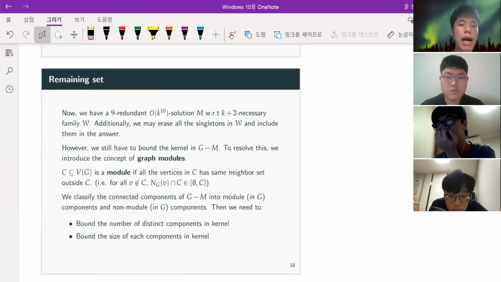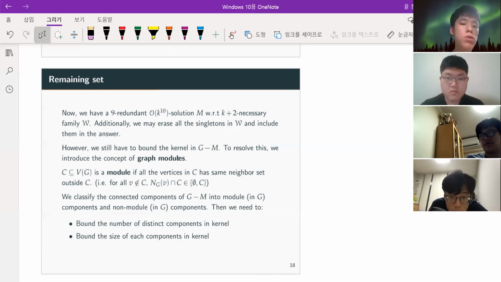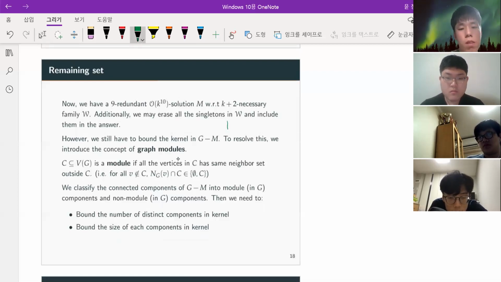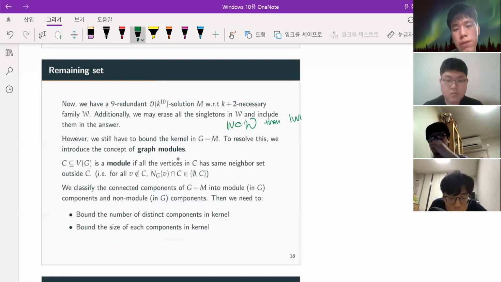So placing 9 redundancy and k plus 2 necessity in place of R and L, we obtain a 9 redundant order of k10th solution M with respect to k plus 2 necessary family W. Additionally, we may erase all the singletons included in W and include them in the answer. Since W is k plus 2 necessary, all the k plus 2 solution hits W, which means have non-empty intersection with the singleton, and it definitely means a singleton is included in the answer. So we may assume if W belongs to math call W, then W has cardinality at least 2.